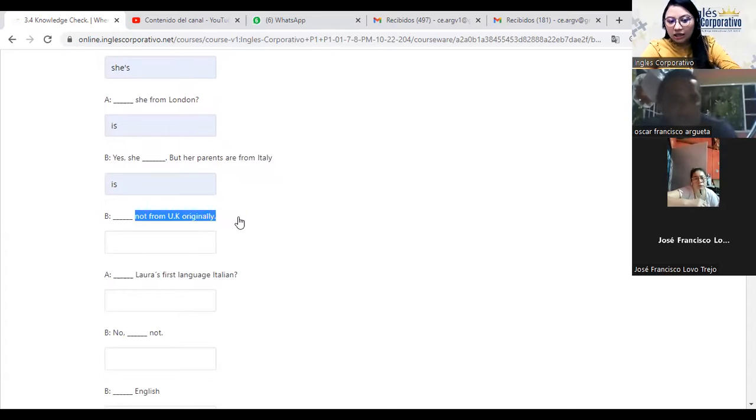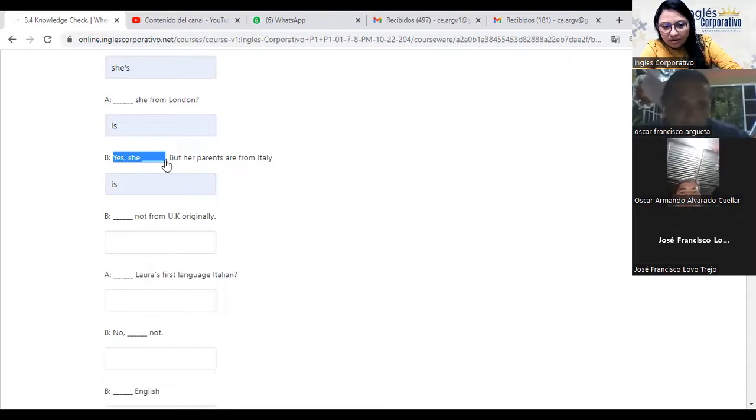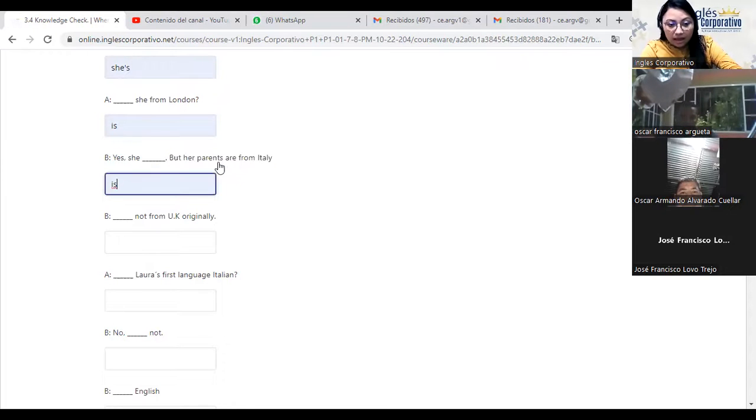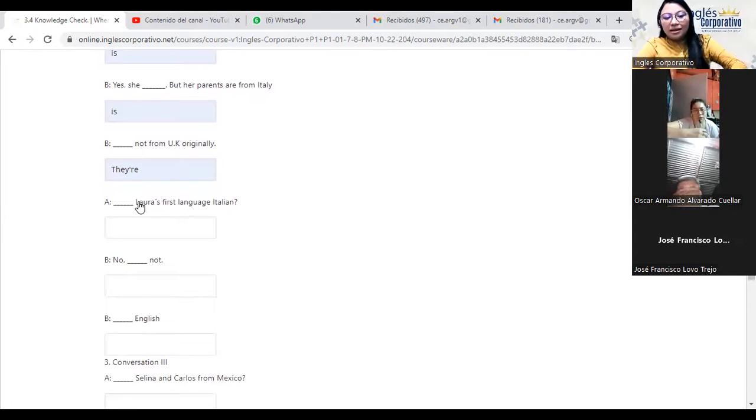Not from UK originally. ¿De quién siguen hablando? De Laura. Entonces, ¿cómo sería? Mira, aquí concluye que sí. Yes, she is. Mete otra información hablando de los papás. But her parents are from Italy. Now we are talking about her mom and her dad. Hablamos de sus papás. Por eso decimos ellos. They are not from Italy. Now we come back and we ask about Laura. Volvemos a cuestionar sobre Laura.